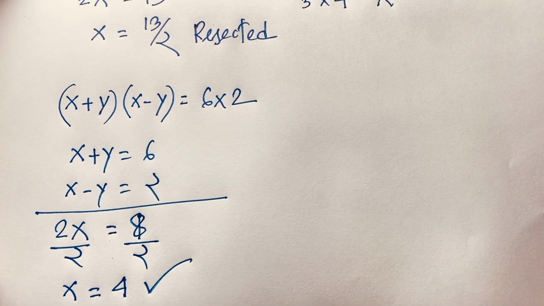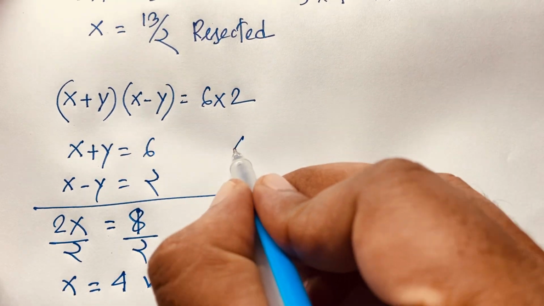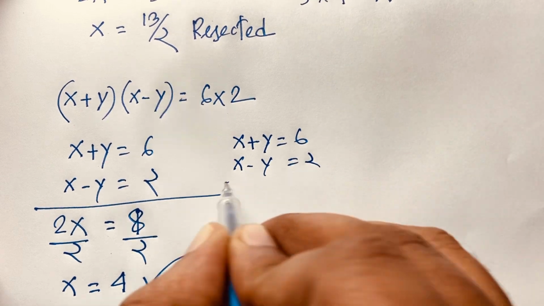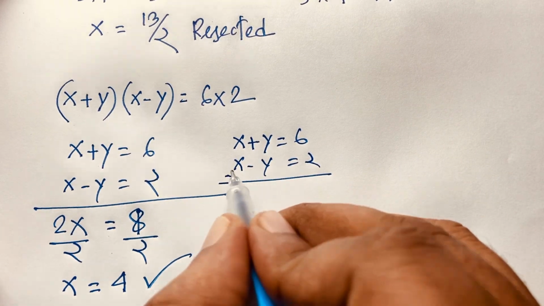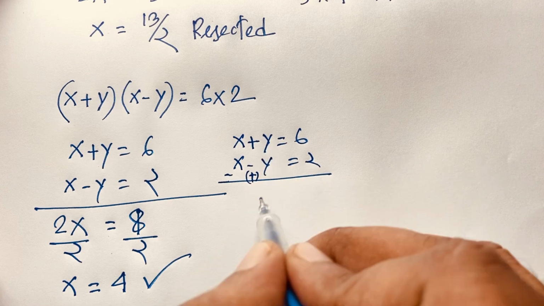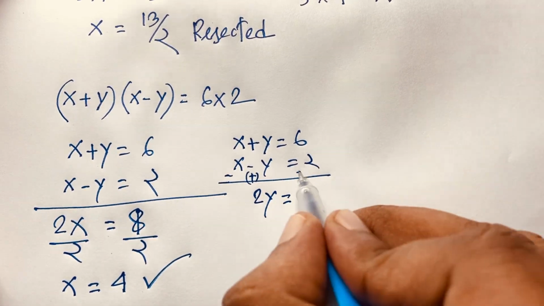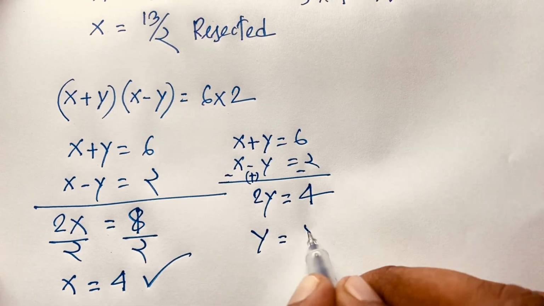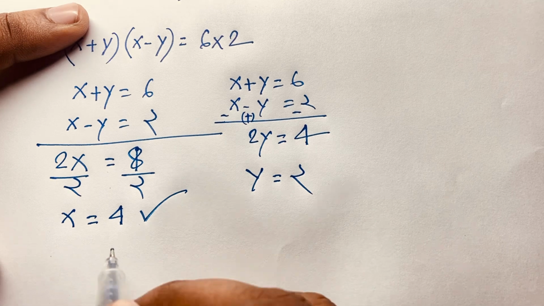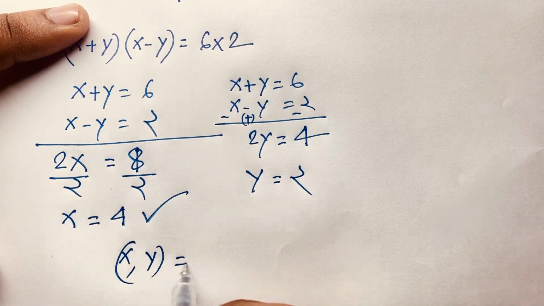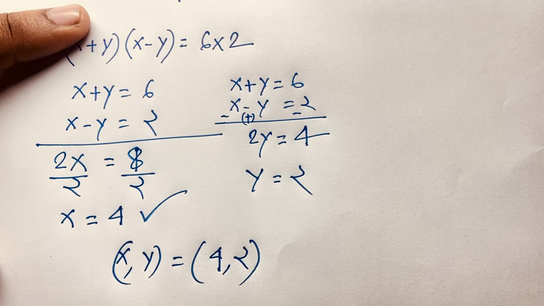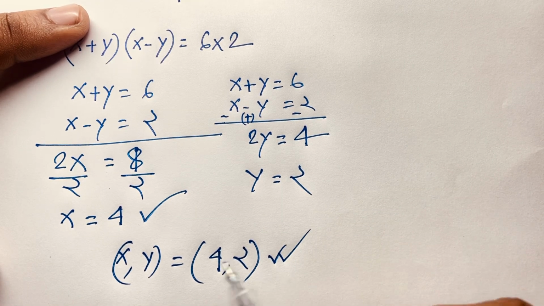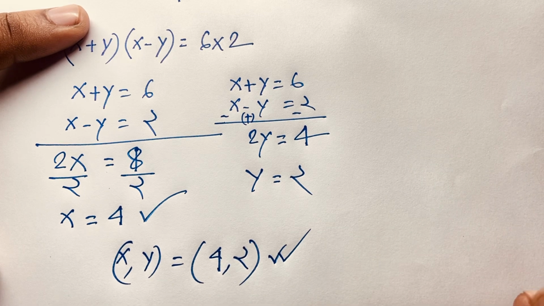Now if I subtract both equations, x plus y is equal to 6, x minus y is equal to 2, this x cancels, the sign is changed, so y will be 2y, and 6 minus 2 will be 4. Then if I divide both sides by 2, we'll find out y is equal to 2. So x and y will be 4 comma 2. Yes, so we'll find out a nice answer. It is also natural numbers. x is equal to 4 and y is equal to 2.